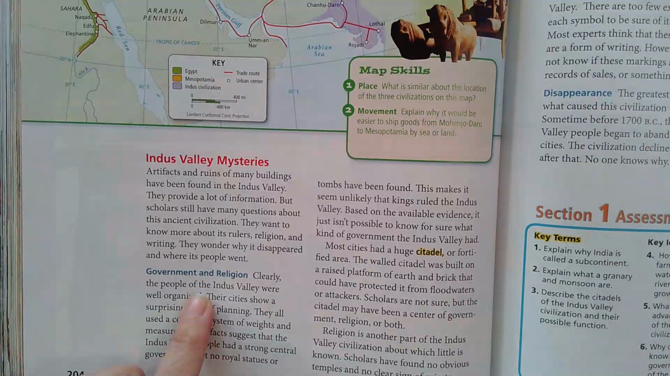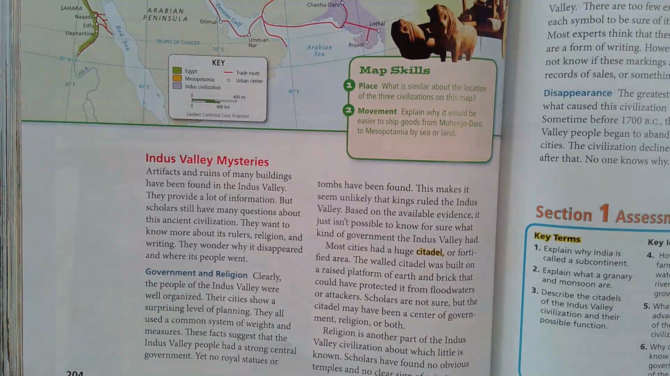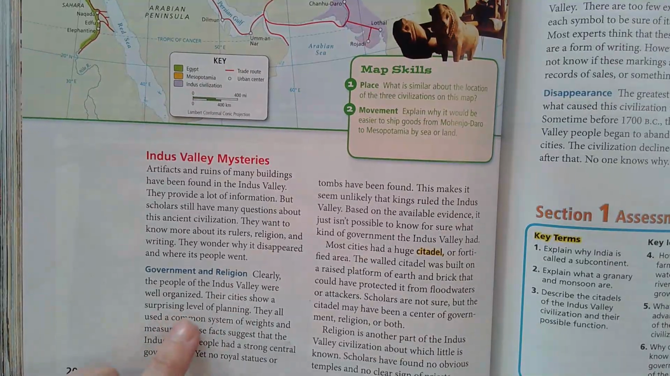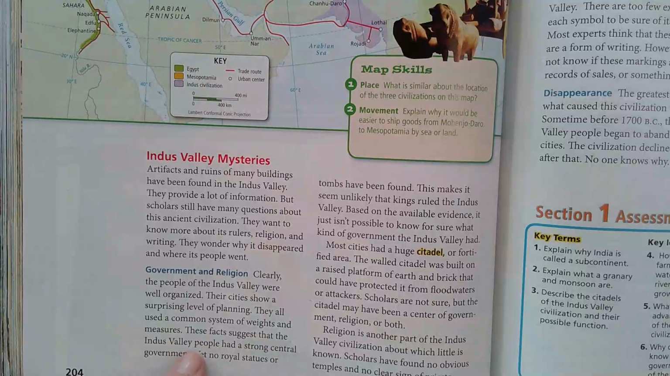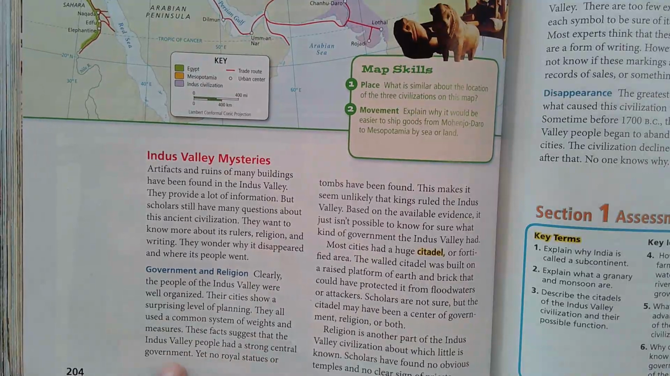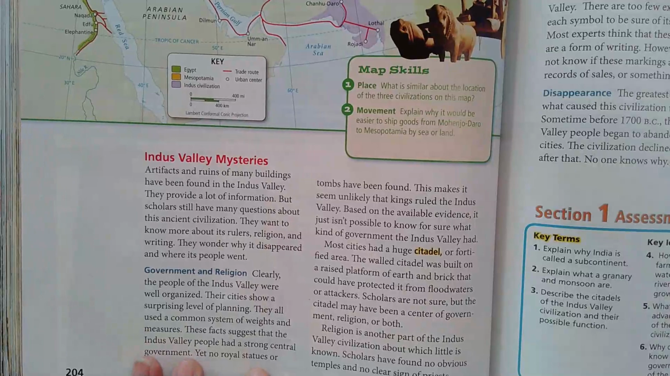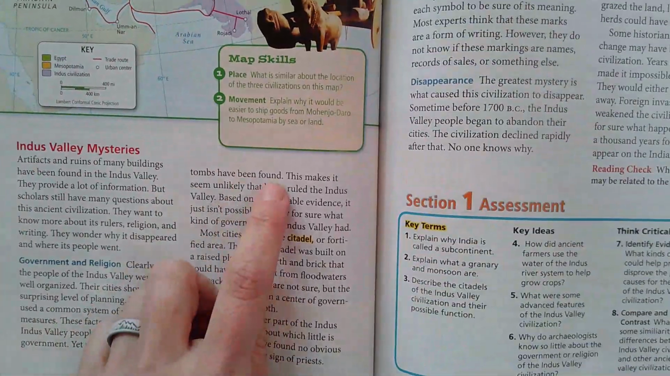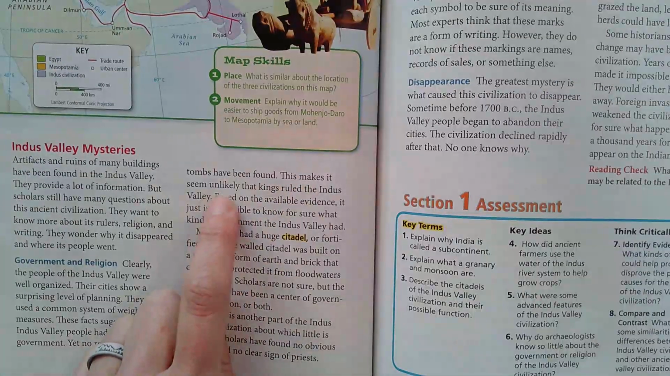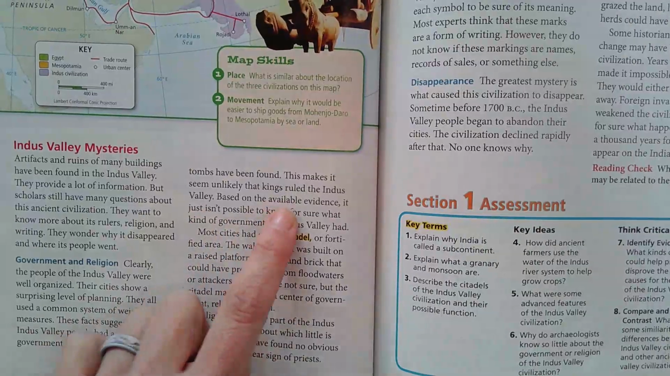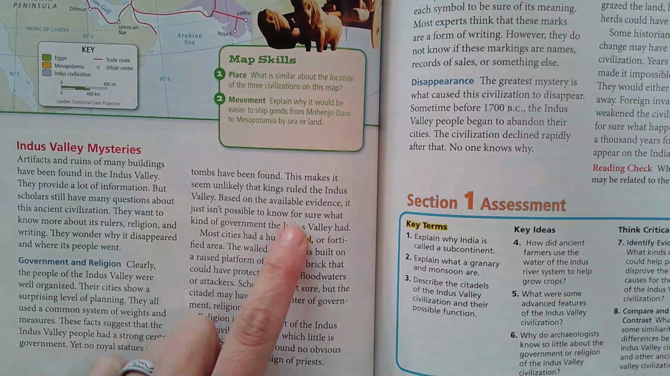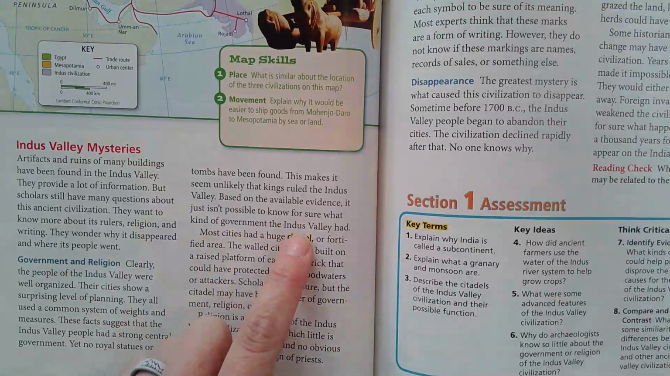Government and religion. Clearly, the people of the Indus Valley were well organized. Their cities show a surprising level of planning. They all used a common system of weights and measures. These facts suggest that the Indus Valley people had a strong central government, yet no royal statues or tombs have been found. This makes it seem unlikely that kings ruled the Indus Valley. Based on the available evidence, it just isn't possible to know for sure what kind of government the Indus Valley had.